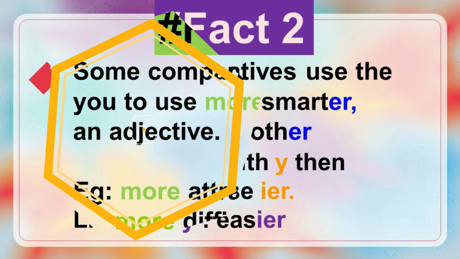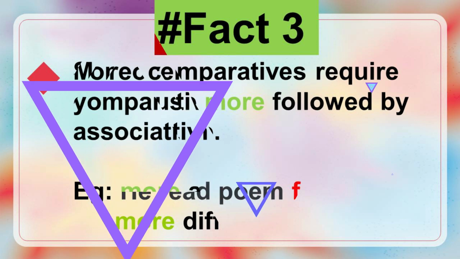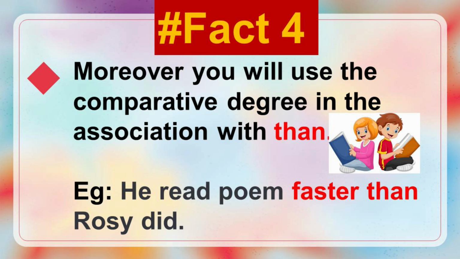Fact 3. Some comparatives require you to use more followed by an adjective, such as more attractive, more difficult. So, here, before attractive and difficult, we use more. Fact 4. Moreover, you will use the comparative degree in association with than. For example, he read poems faster than Rosie did.